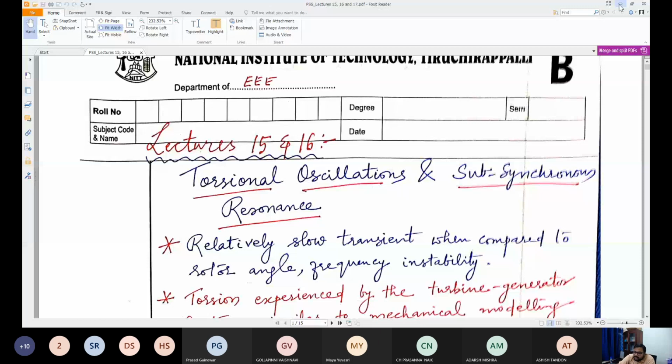So please go through this lecture note. I'll share it with you. It's just a qualitative analysis, but this is very helpful for analyzing the oscillatory stability of a multi-machine system as well as a turbine generator system. Okay, so I'm stopping the recording.